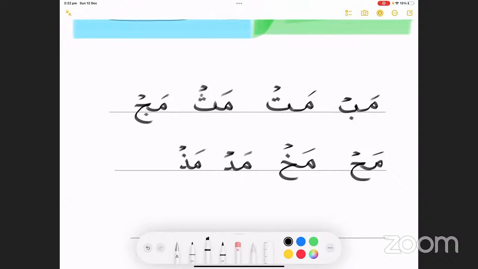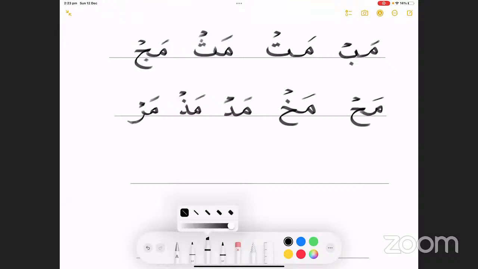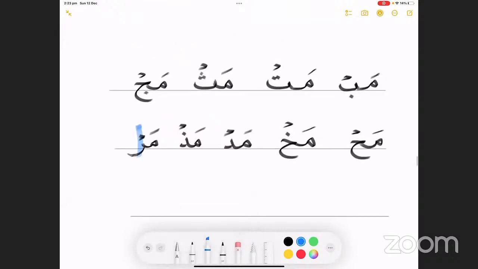Dal sukun mad. Let's get the next student. Raise your hand if you want to read. Please spell this one for me. Mim fatha ra sukun mar. I like it very much. Hold on. Mar or mar? Mar. Let's not forget ra is a full mouth letter.